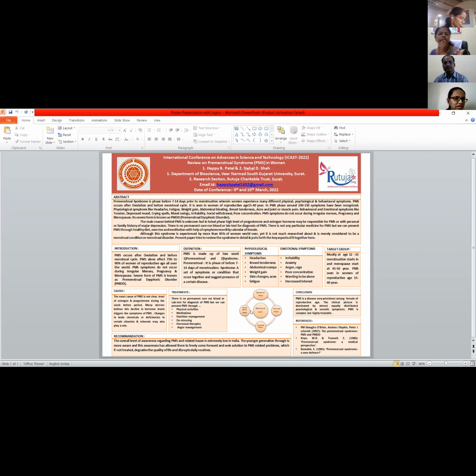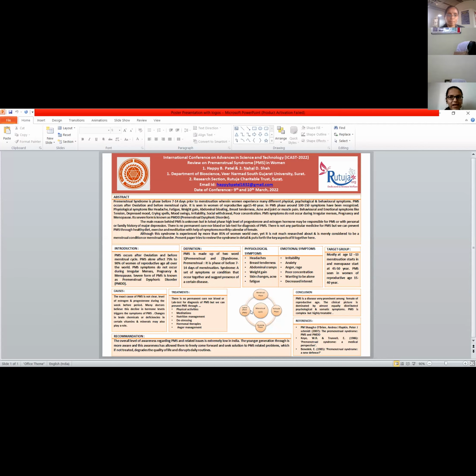In the reproductive age of 15 to 40, women suffer from premenstrual syndrome symptoms. Symptoms are mostly physiological, emotional, and physical. About 150 to 200 symptoms are found, and the most common physiological symptoms are headache, breast tenderness, abdominal cramps, weight gain, skin changes, pimples, and fatigue. Emotional symptoms mostly found in the premenstrual phase are anxiety, anger, poor concentration, decreased mood, and wanting to be alone.